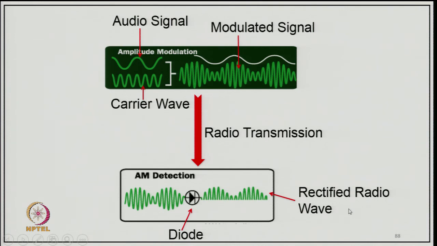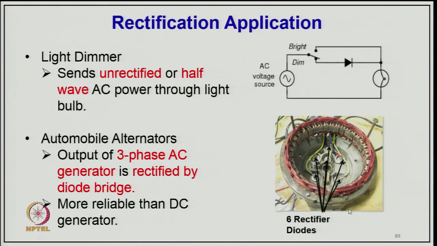Typically the signal after rectification by the diode gives us the signal only for the rectified radio wave. The other application is the light dimmer, which sends an unrectified or half wave AC supply across the lamp. When you want it bright, the full voltage is applied across the lamp, and when you bring it down through the diode, only a reduced voltage is applied across the load. So, you get the dimming effect across the bulb.